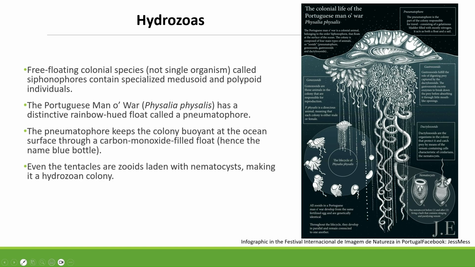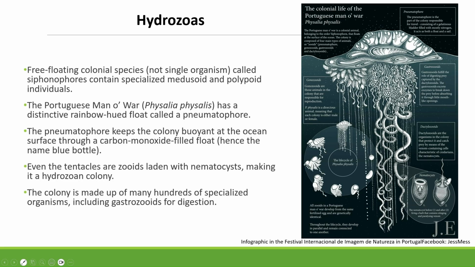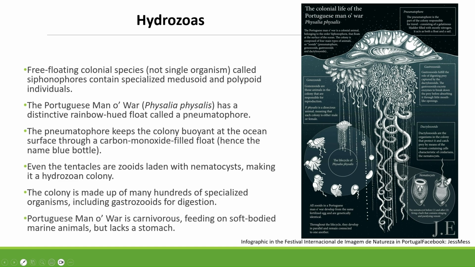The entire structure is actually carnivorous and they feed on soft-bodied marine animals by using their tentacles, which can stretch many meters. And of course, they're covered with stinging cells used to capture those prey. Because the different zooids perform different tasks, the colony functions almost like a single complex organism. And this is one of the most impressive examples of colonial organization in the animal kingdom.